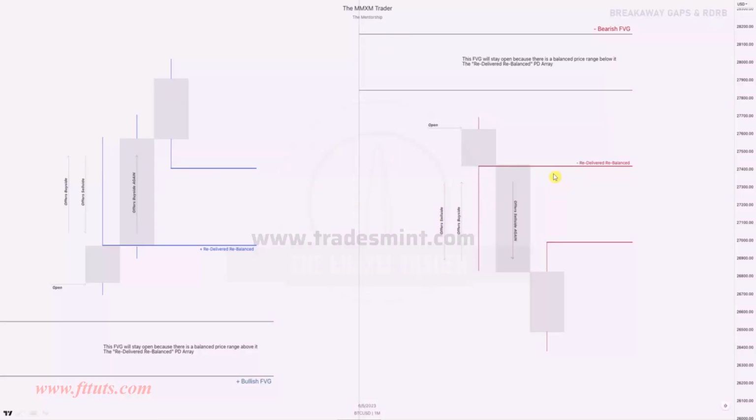Same with the sell side. Take a line from the opening again. Same with the sell side: take a line from the closing price of this candle and then the wick of the last candle, and then you've got this redelivered rebalanced PD array.